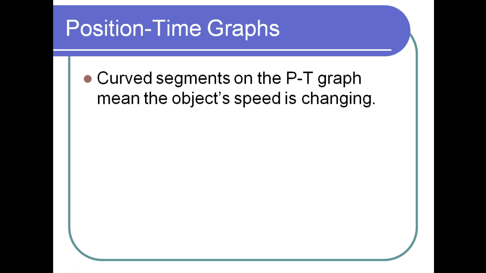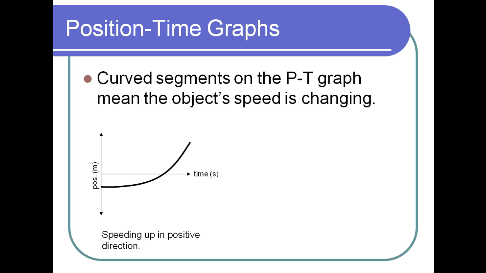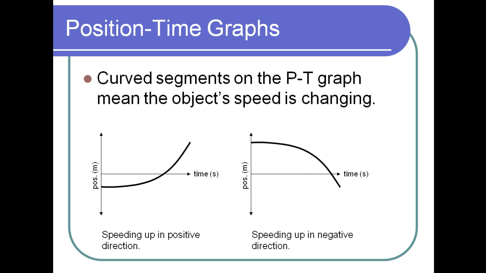So curved segments on the position versus time graph mean the object's speed is changing. So we're no longer at constant speed. And those are parabolic shapes. So if it's speeding up in the positive direction, you have a parabolic shape that curves upward. If it's speeding up in the negative direction, then it's going to curve down towards the x-axis. So simply you think of that timeline there as almost like being the origin, and we're traveling back to the origin and past it if we're speeding up in the negative direction.